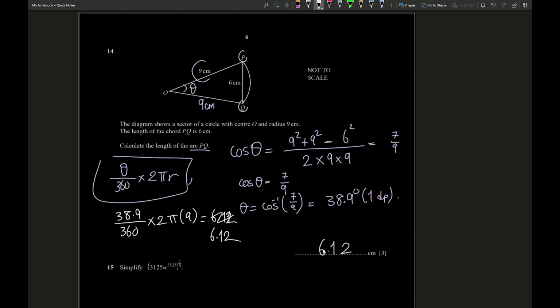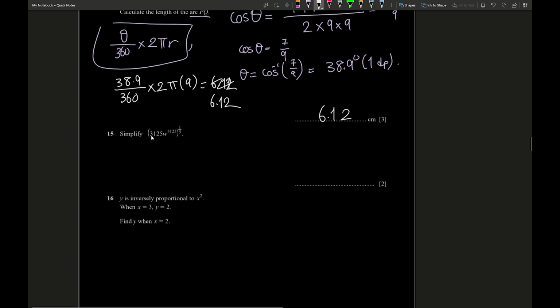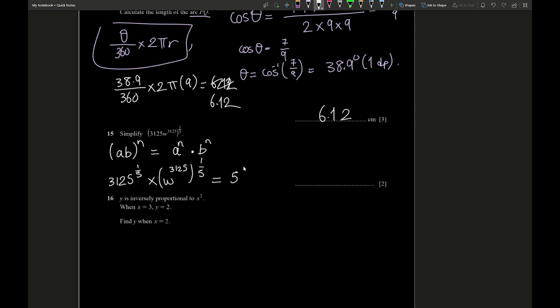Perfect. Now, for question number 15, simplify 3125 times w raised to the power of 300, all raised to the power of 1 over 5. Now, if you have, for example, ab raised to the power of n, it would just be equal to a raised to the power of n times b raised to the power of n. So you'll just write this as 3125 raised to the power of 1 over 5 multiplied by w to the power of 3125 raised to the power of 1 over 5, which is equal to 5 times w raised to the power of 3125 raised to the power of 1 over 5.